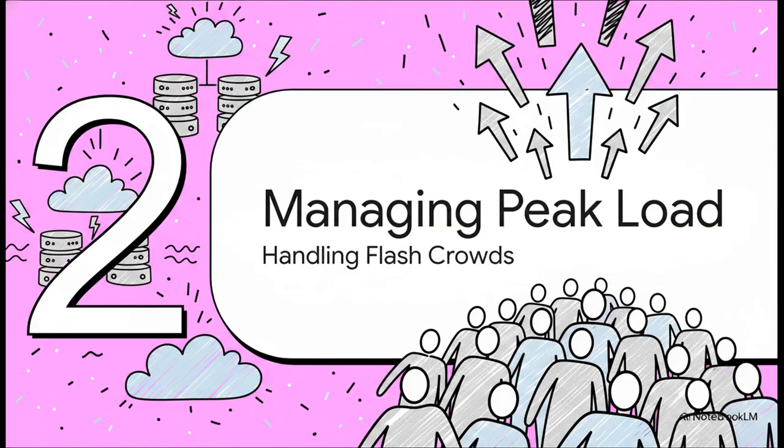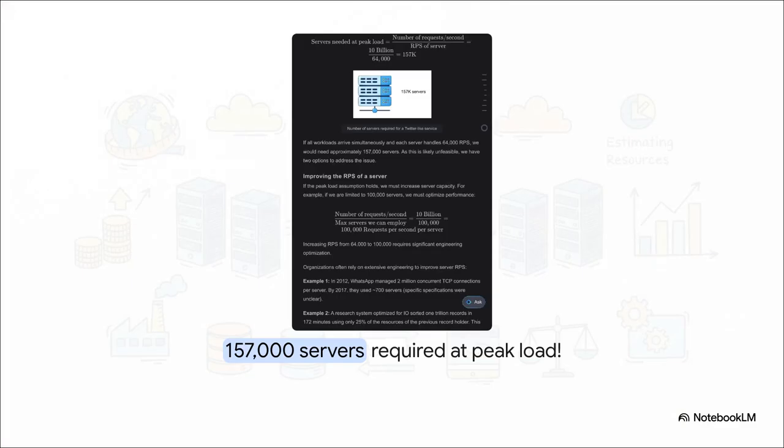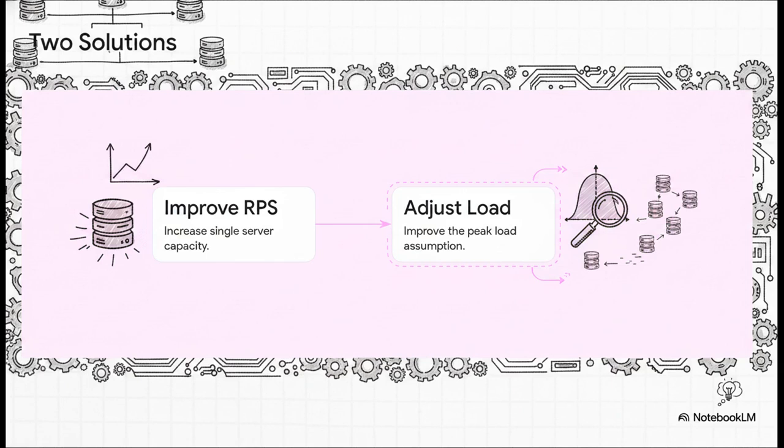Moving on to Section 2. Managing peak load and handling flash crowds. So, to estimate true peak capacity without relying on super complex statistical models, we use a simpler proxy. We just treat our total daily active users as the number of requests per second. Yep, we're going to assume all 10 billion daily requests arrive at the exact same time. So, 10 billion divided by 64,000 RPS jumps our requirement from 2 servers to 157,000 servers. Talk about whiplash. We've swung from an impossible 2 servers to a completely unfeasible 157,000 servers.